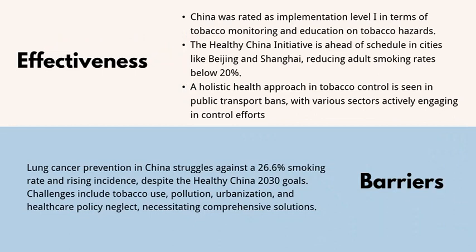In Beijing, Shanghai, and other cities, the Healthy China Action Plan has been implemented ahead of schedule to reduce the adult smoking rate to less than 20%. The ban on public transport smoking reflects a holistic health approach to tobacco control, in which various departments are actively involved. But it's also a huge social and economic burden.